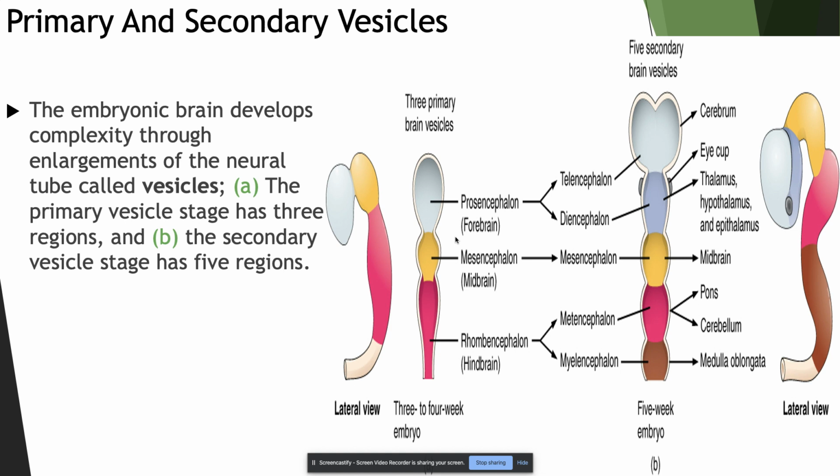In secondary vesicles, by about week 5 of development, the primary brain vesicles have changed position, and the prosencephalon and the rhombencephalon have further subdivided to form what we consider to be the secondary brain vesicles. And the mesencephalon does not change significantly during that development, but as development continues, the cerebrum enlarges to the point where it covers the other portions of the brain.